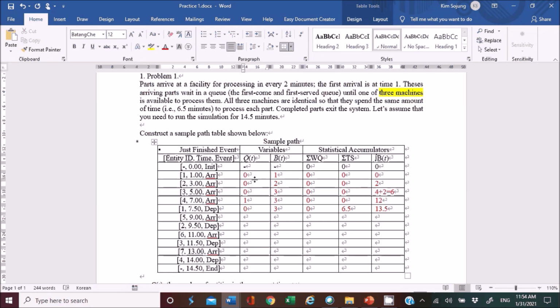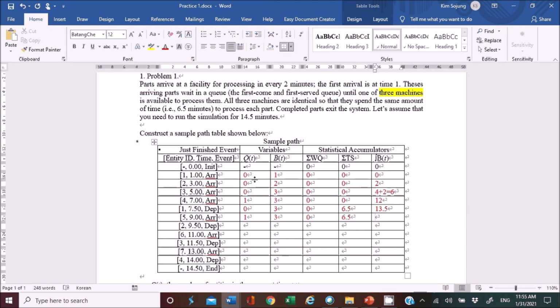And next, another arrival. Yes, 3 and right. So another arrival of entity 5 at 9 minutes. And here is a 0 still, right? No departure event so far. That's why. And then this TS is still the same, right? Because there is no departure event here so far. And yes, we only have an arrival event here, so that's why.